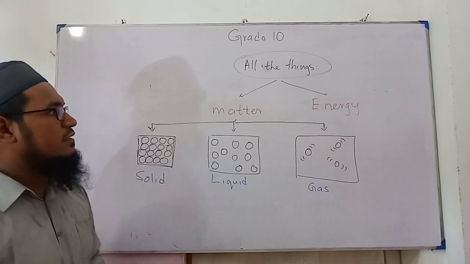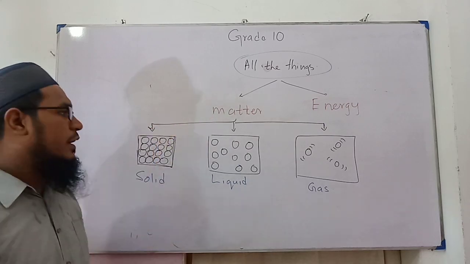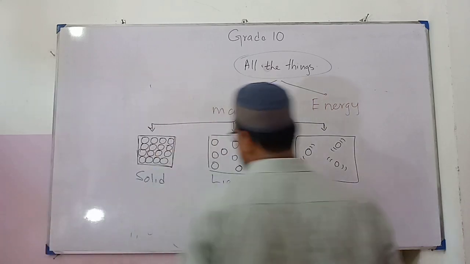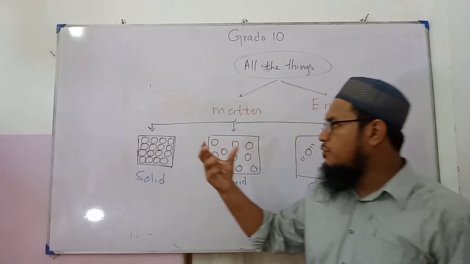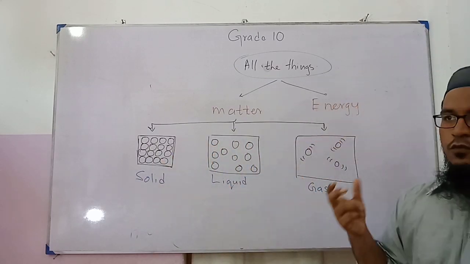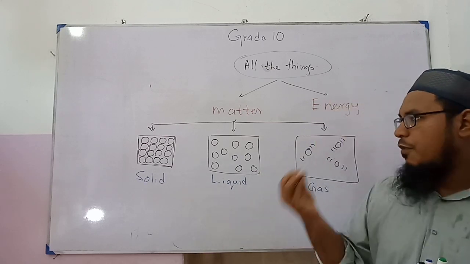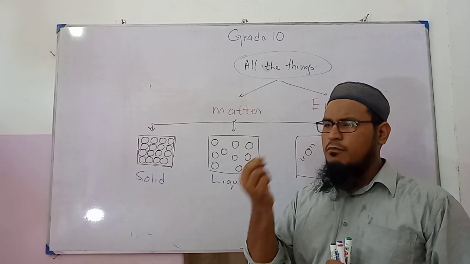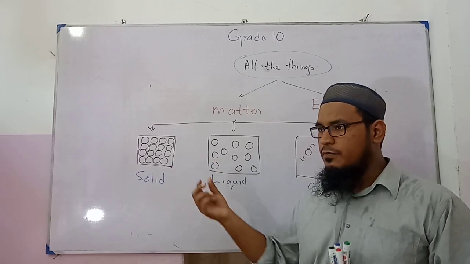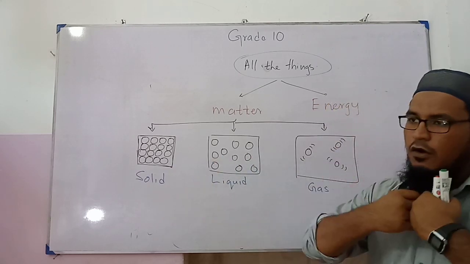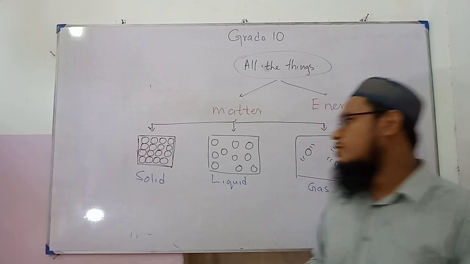The next type of classification of matter is depending on their arrangement, depending on the arrangement of the atoms. We know that all the things in the world are made up of atoms, very minute particles called atoms. They join to form all the substances in the world.